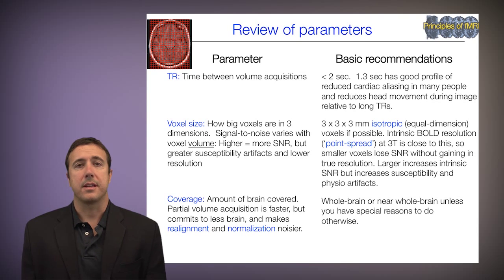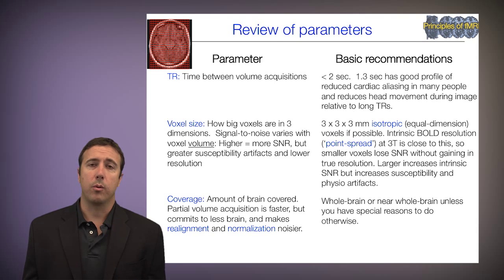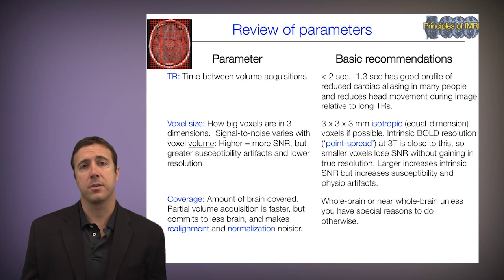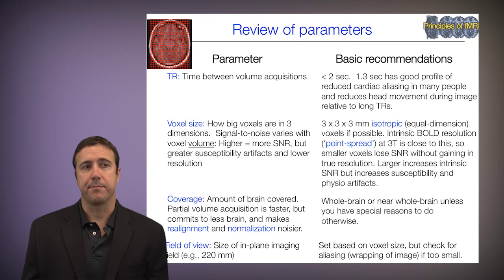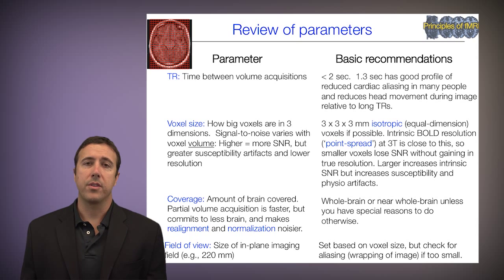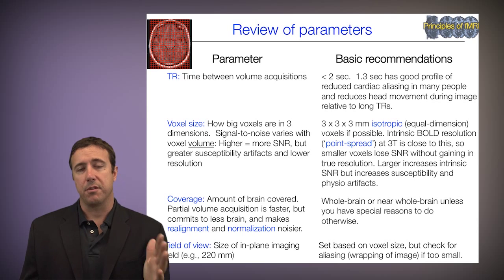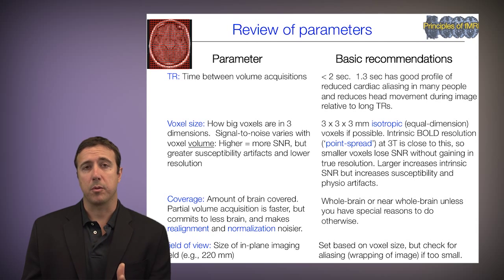Now let's look at coverage. That's the amount of brain covered. And I recommend whole brain or near whole brain unless you have special reasons to do otherwise. And that's primarily because of the issues with spatial registration and normalization if you acquire a partial volume. Finally, the field of view. We like to set this based on the voxel size that we'd like. So one thing to check for is aliasing or wrapping of the image in space, folding over if the field of view is too small and too tightly coupled around the brain. And there are some ways to deal with that if that happens.